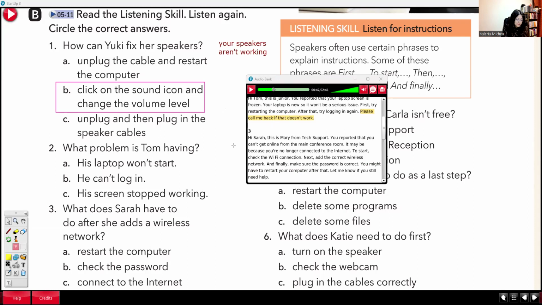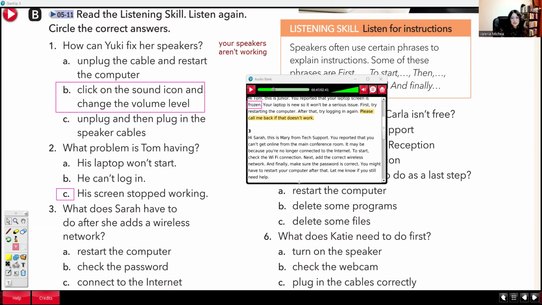Remember that we have it here. Right, a few more minutes and let me share. That's what you have voted. We have A, his laptop won't start, and we have C, his screen stopped working. Right, so actually the winner is C. Many of you voted C. You reported that your laptop screen is frozen, right? So the screen is not working, it's frozen.